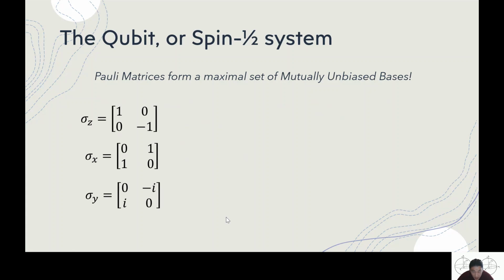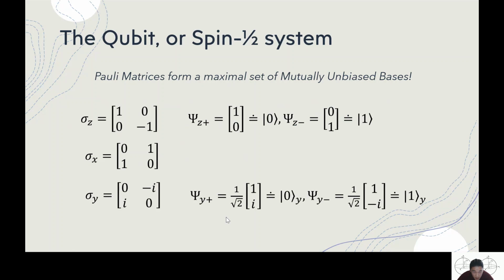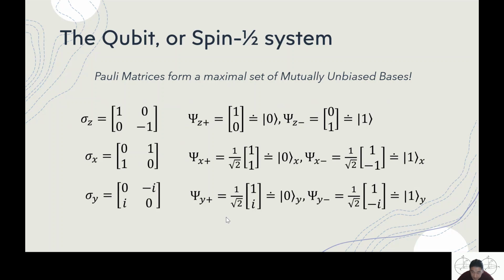The eigenvectors are given as here. So here are the eigenvectors for sigma z, here are the eigenvectors for sigma y, and here are the eigenvectors for sigma x. In each case, we're in C2. So we expect the inner product for any 2 vectors from distinct bases to be 1 over root 2. Feel free to double check these computations and convince yourself that these form a maximal set of mutually unbiased bases.